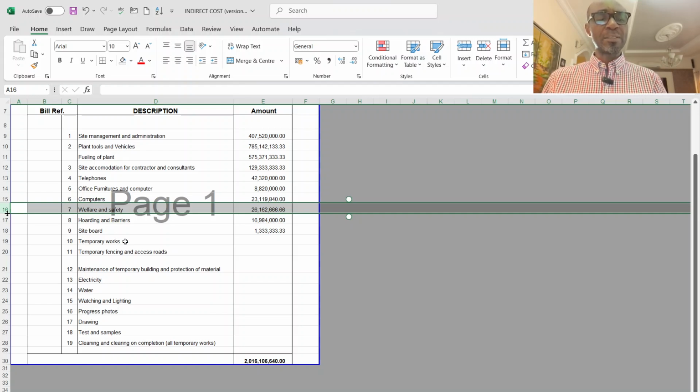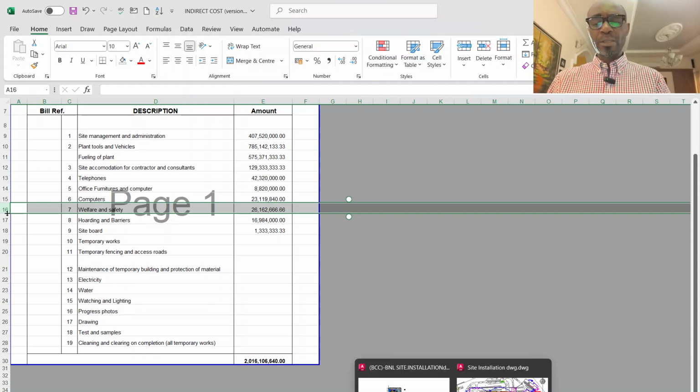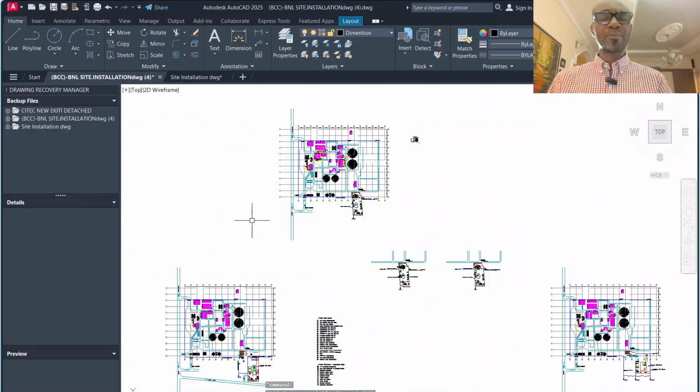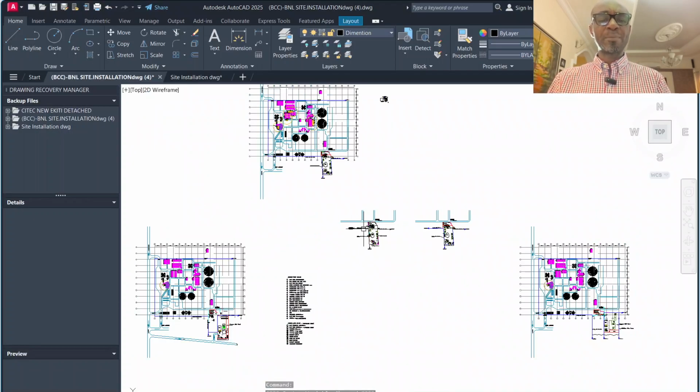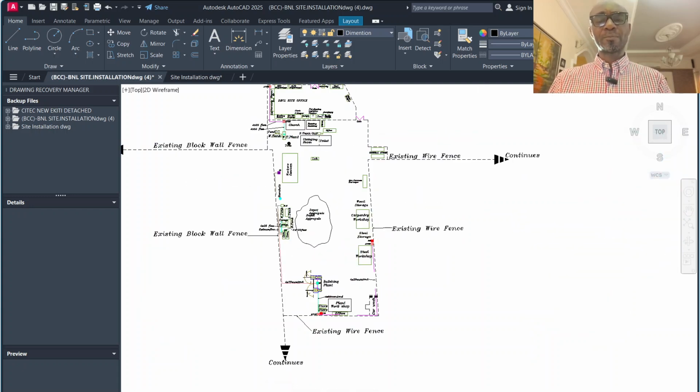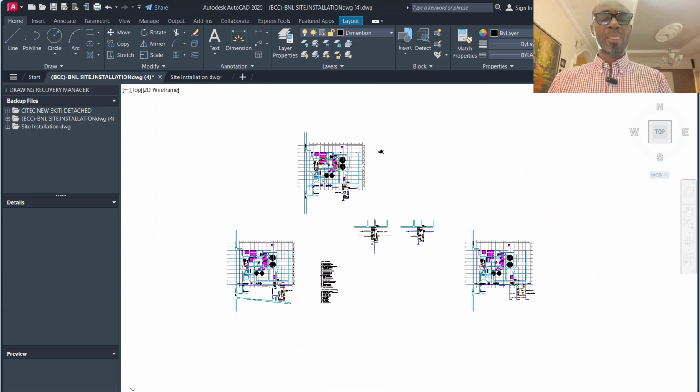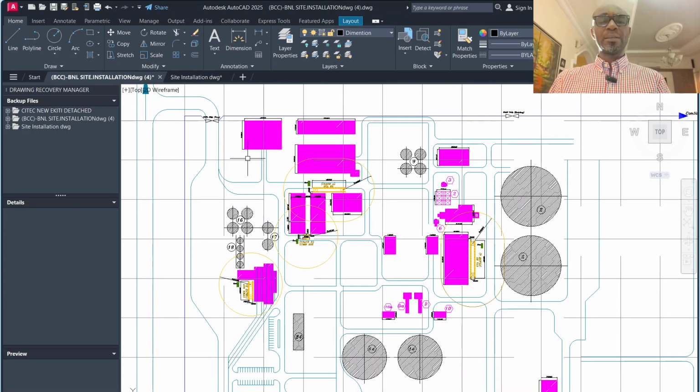Then I will now explain the temporary works, temporary fencing and access road, and watching and lighting. So I'll quickly pick the less cumbersome drawing to first give us a prep before we go into the difficult one. As you can see, this is a site arrangement. The ones in the pink colors are the buildings that this contractor needed to build.